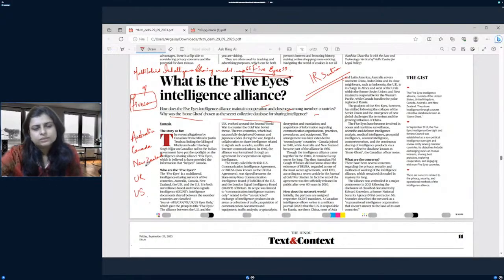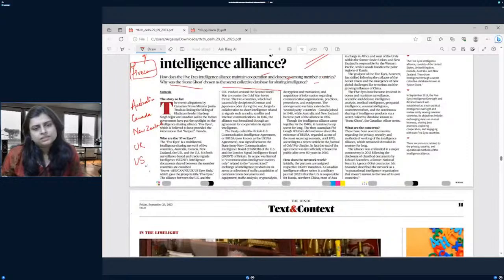What they are doing is both surveillance based and tracking signal intelligence. Intelligence documents shared between the member countries are classified as secret, Australia, Canada, New Zealand, UK, US eyes only, which gave the group its title Five Eyes. The alliance between the US and UK evolved around the Second World War to counter the Cold War Soviet threat. So, this is the back history.